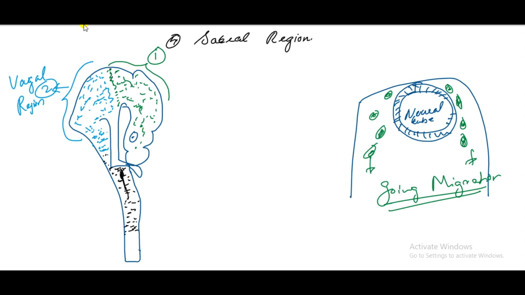In the center you can see the spinal canal, and in the upper central nervous system you can see ventricles. In the lower part you can see the central canal, and around that you can see the neural crest cells.